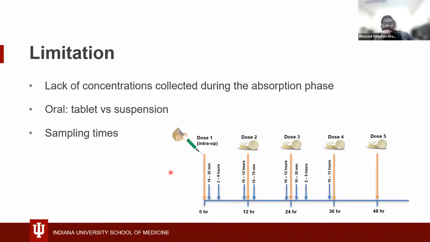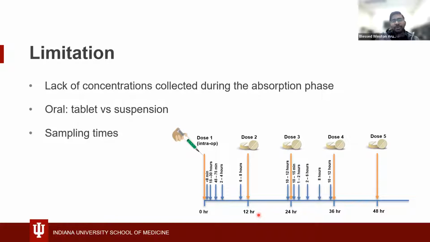Okay, sorry. So the limitations we saw are the lack of concentrations collected during the absorption phase, so we were not able to characterize it fully. There were also two different formulations of the oral drug, which created high variability in the absorption profile and the sampling times. We missed a lot of samples in between, so we went back to the study after this was published, and we changed the concentration time points.